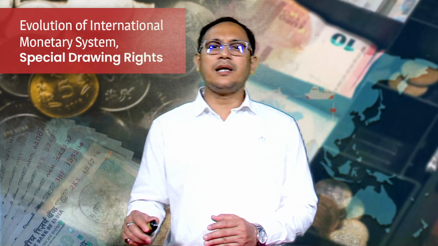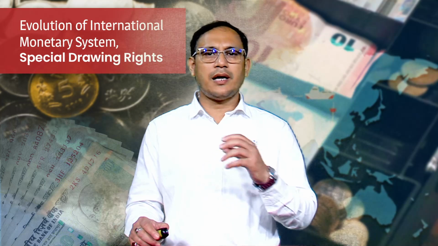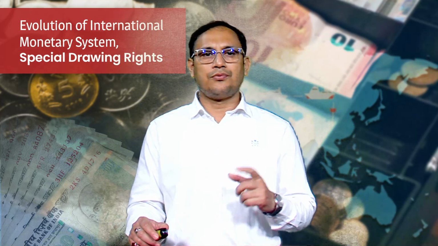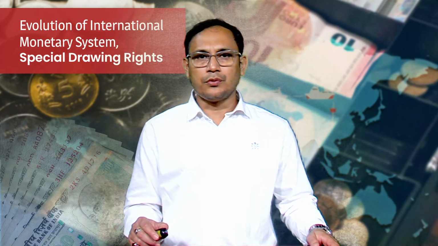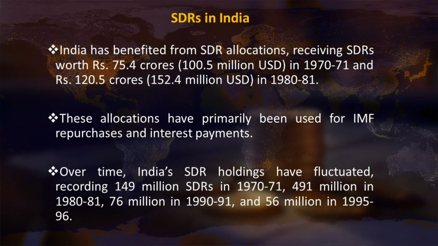Now, if you see, India has benefited from SDR allocation. India received SDR worth rupees 75.4 crores, which, if you convert it into US dollars, is around 11.5 million US dollars in 1970-71, and it increased to 120.5 crores in 1980-81. This allocation has primarily been used for IMF repurchases and interest payments.